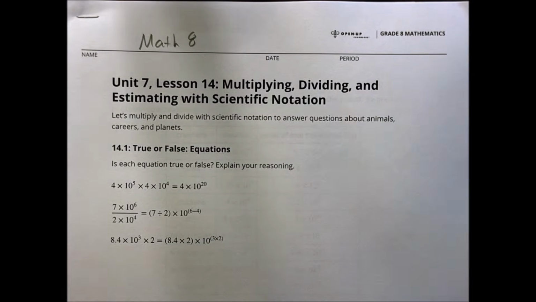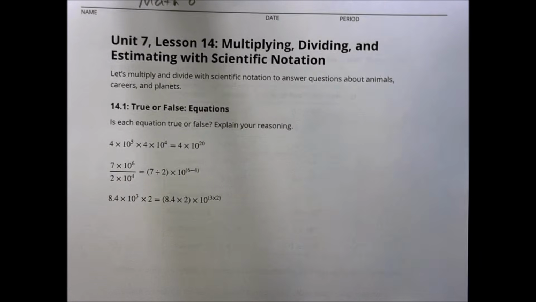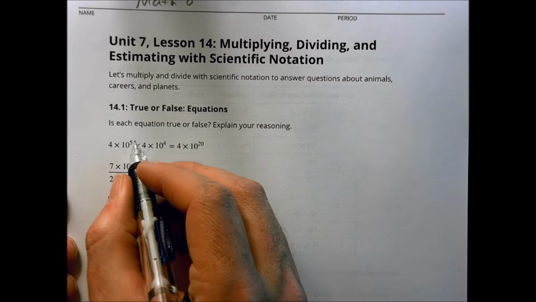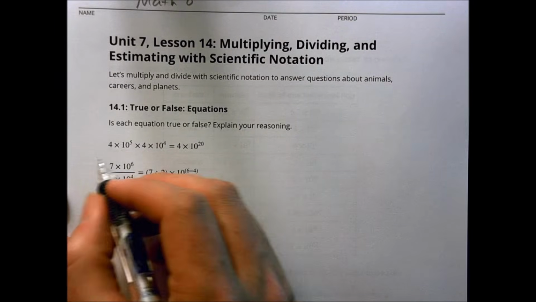Hey, this is Math 8, Unit 7, Lesson 14, Multiplying, Dividing, and Estimating with Scientific Notation. So first thing we want to do is we're going to do a lot of practice today in this lesson. So we're going to be looking at deciding first of all if these are false or true statements. So what I have here is a series of things that are multiplied together.